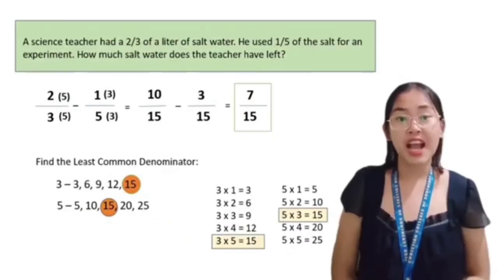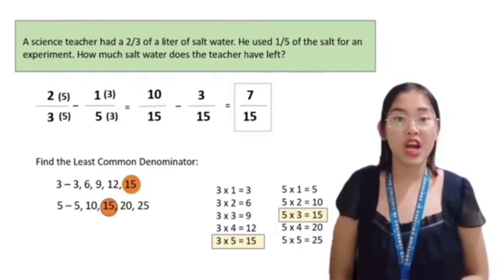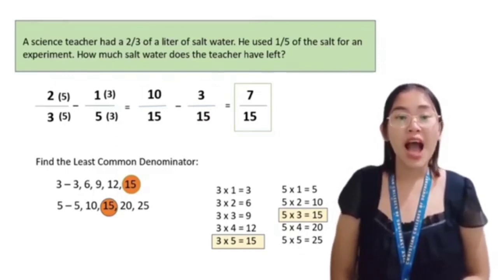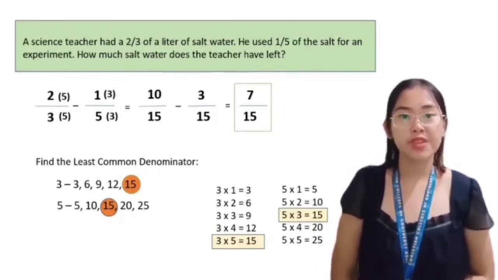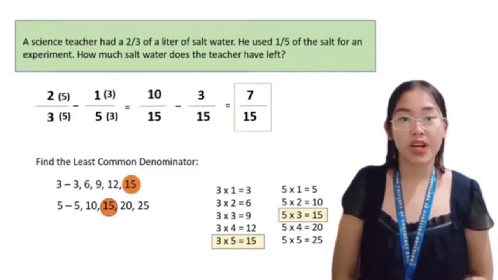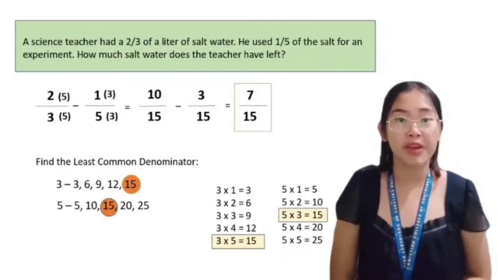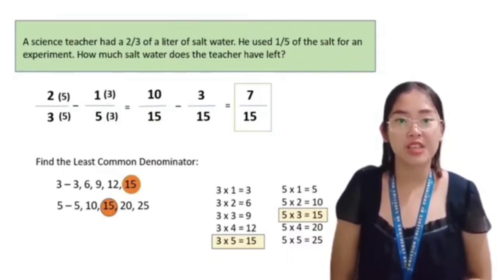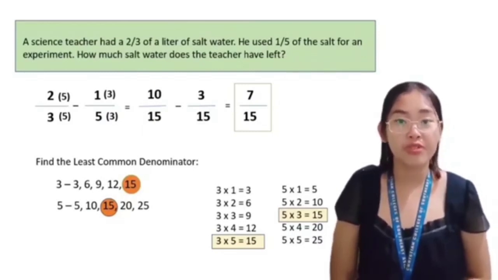A science teacher had 2/3 of a liter of salt water. He used 1/5 of the salt water for an experiment. How much salt water does the teacher have left? The lowest common denominator in the equation 2/3 subtracted by 1/5 is 15. Multiply both numerator and denominator of 2/3 by 5 to get 10/15. Then, multiply the numerator and denominator of 1/5 by 3 to get 3/15.